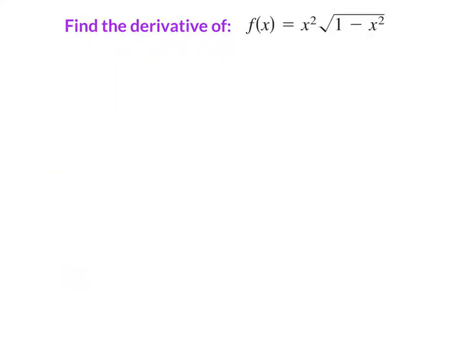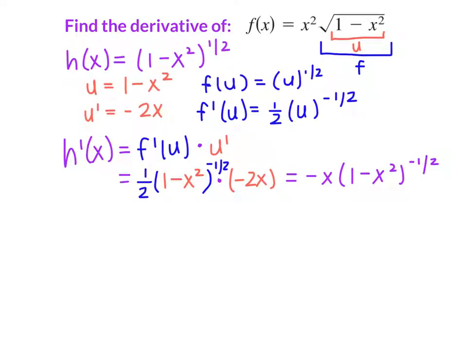So for our next example, we're going to need the product rule because I have f of x is equal to x squared times the quantity of 1 minus x squared all under this square root. So this is going to need the chain rule, and then these two pieces are going to need the product rule. First thing I'm going to do is take care of the derivative of this guy right here.